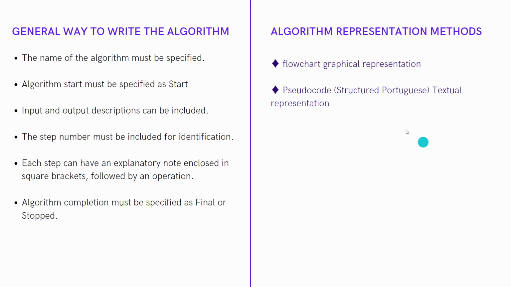That's it. Pseudocode is nothing but, instead of representing graphically, we use step by step, step 1, step 2, step 3, using textual writing, like using text. That's it. It's a kind of like that.